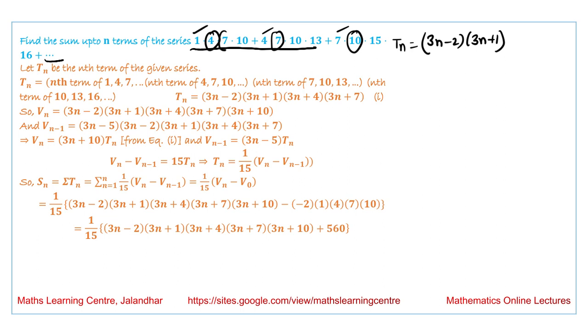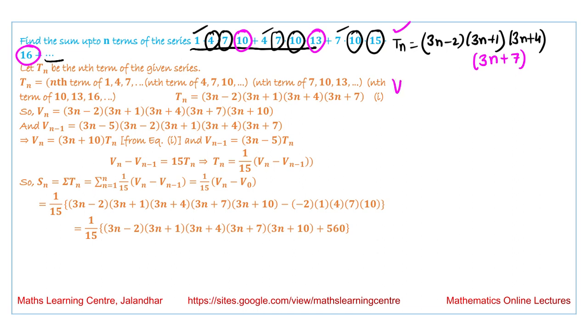Next, the nth term of the series 7, 10, 13 and so on is 3n plus 4. And last, the terms we have are 10, 13, 16 and so on, and the nth term we have is 3n plus 7. So this is the value of Tn that we have.